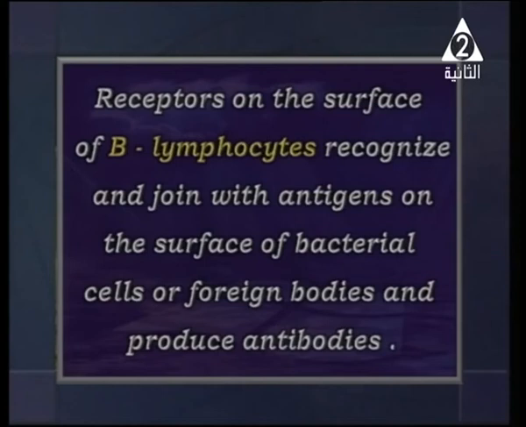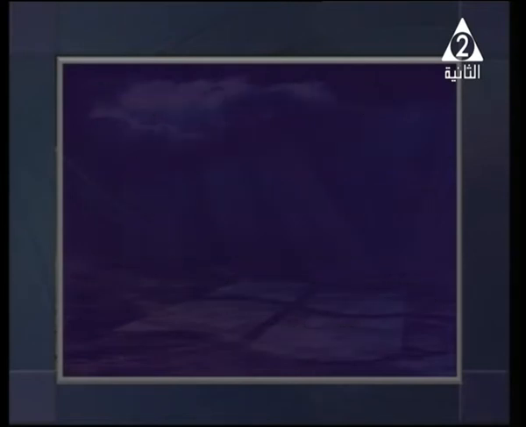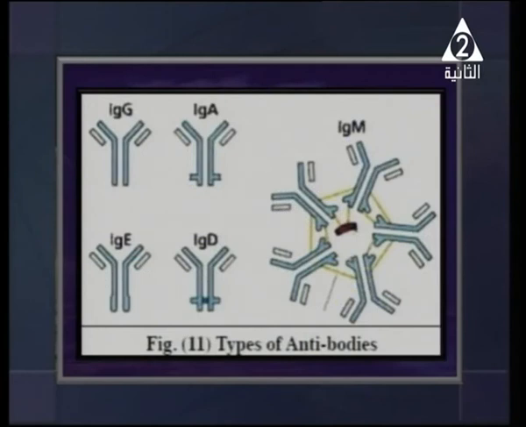So antigens are related to the bacterial cells, while antibodies are related to what? The B lymphocytes, for recognizing the antigens. And these are the types of antibodies that we have, such as IgG, IgA, IgE, and D, and the other picture shows us how they are recognized. Okay, the antigens of the bacterial cells.